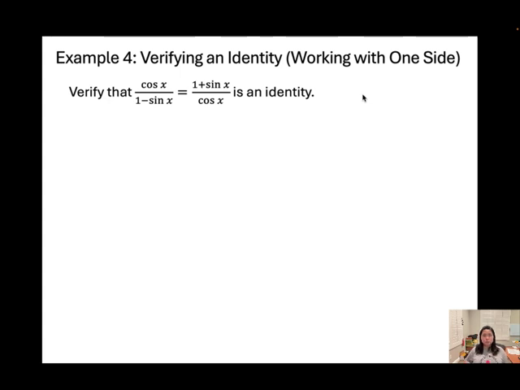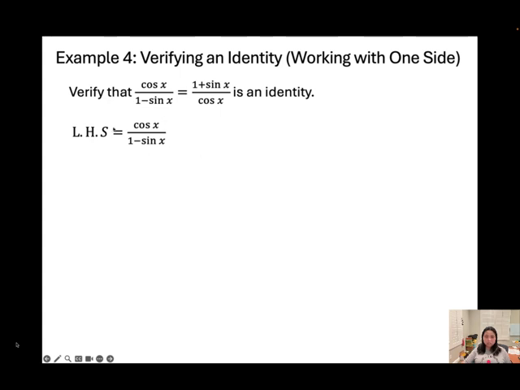Okay, example 4. Verifying an identity. This one, you could start with the left-hand side or you could start with the right-hand side. They have the same approach. So for me, I will start with the left-hand side here. Cosine x over 1 minus sine x. You may say, hey, there's no formula here, no square, no identity. So what can I do?